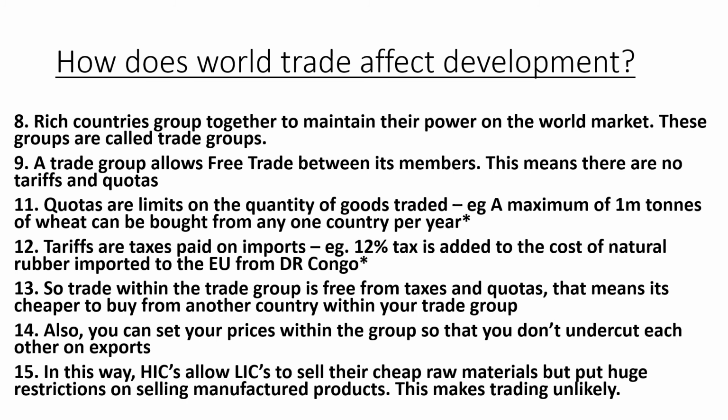So in this way, high-income countries, what we'll do is we'll allow low-income countries to sell their cheap raw materials to us, but we'll put huge restrictions on them selling manufactured products to us. And that makes trading unlikely for them, and it makes trading unfair. So being in a group favours you, and African nations are not in our group. So therefore, they don't get that good treatment. Okay, so that kind of explains trade. Let's move on.